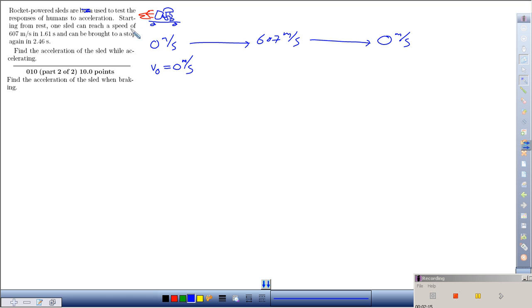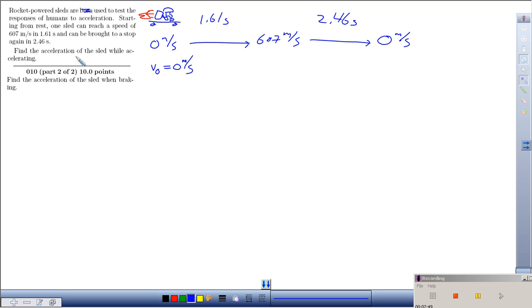I also know that it can reach a speed of 607 meters per second in 1.61 seconds. So the time associated with the acceleration is going to be 1.61 seconds. And then it can be brought to a stop again in 2.46 seconds. So this time is going to be 2.46 seconds to go back to rest. So this is my acceleration, 0 to 607 in 1.61. Then my deceleration is going from 607 down to 0 in 2.46 seconds.